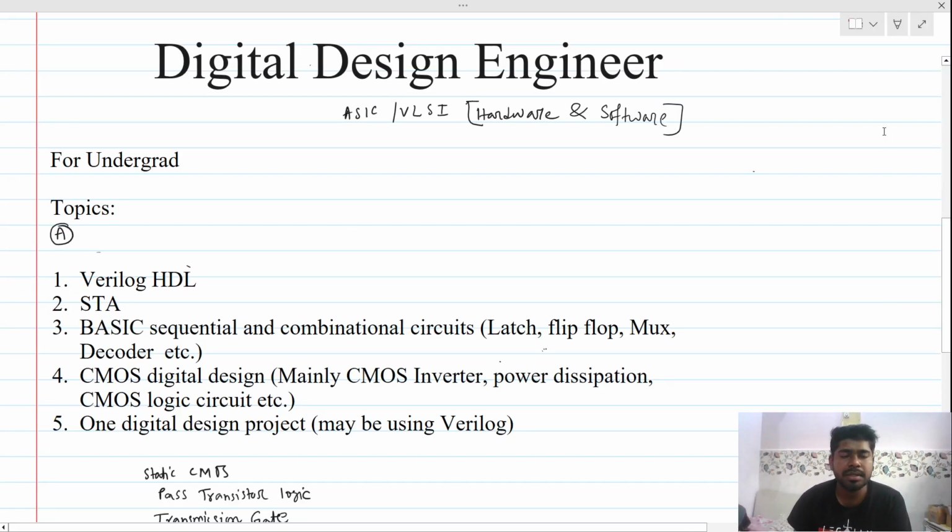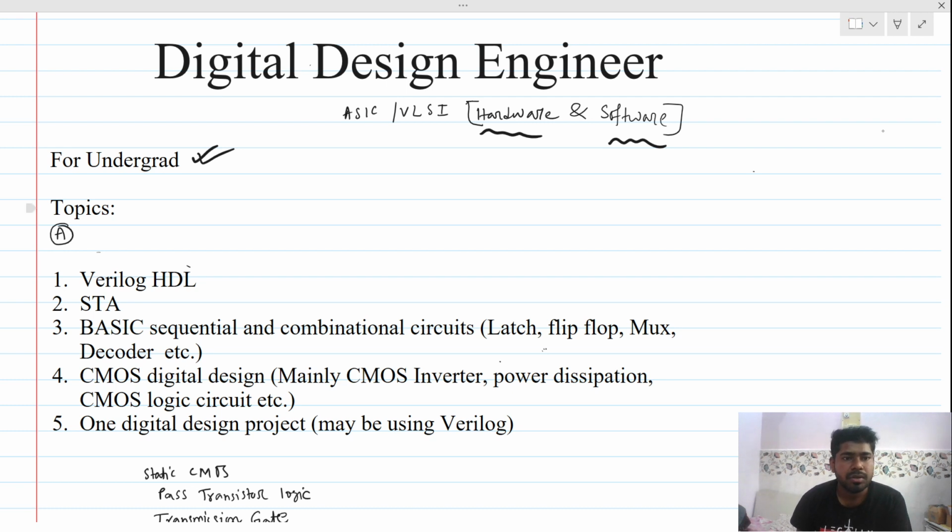So today we will discuss what are the main topics for the digital design domain. There will be two sections: one is for hardware and another will be for software. This is obviously for undergrad or fresher, entry-level positions for digital design.